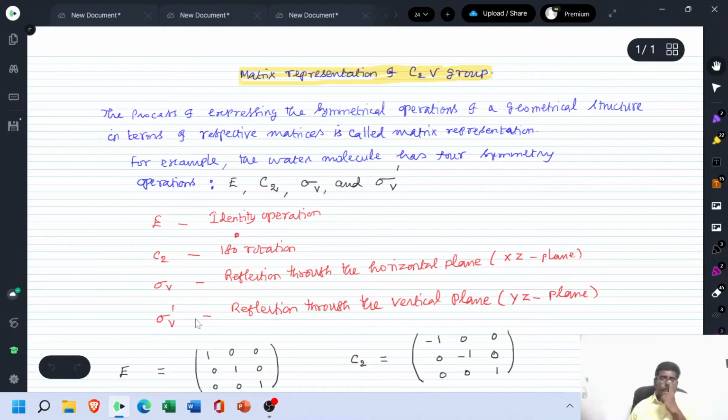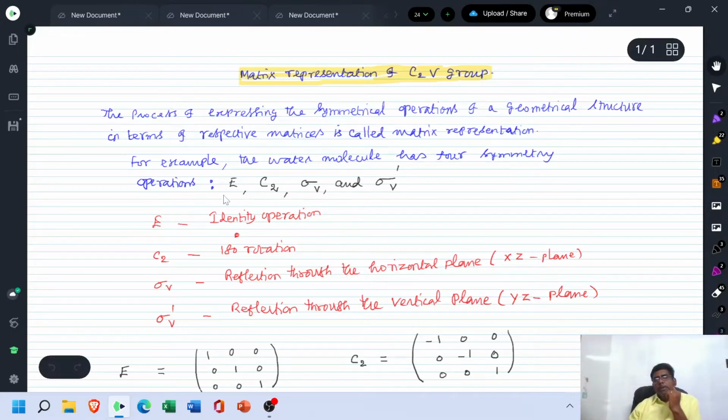In this presentation, we are going to talk about the matrix representation of the C2v group. The process of expressing the symmetry operations of a geometrical structure in terms of respective matrices is called matrix representation.